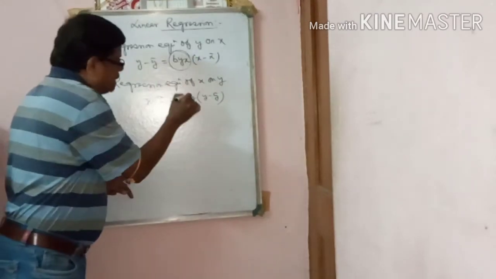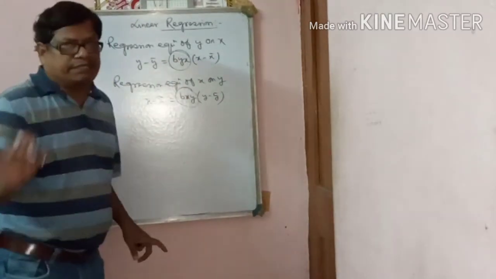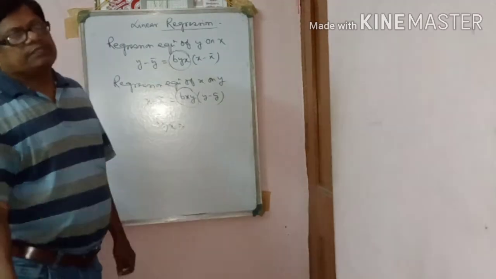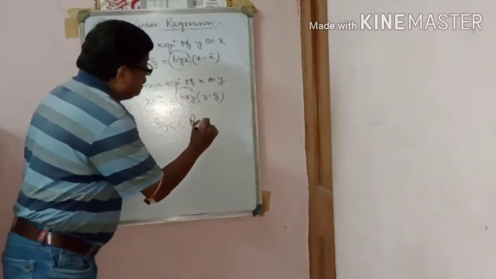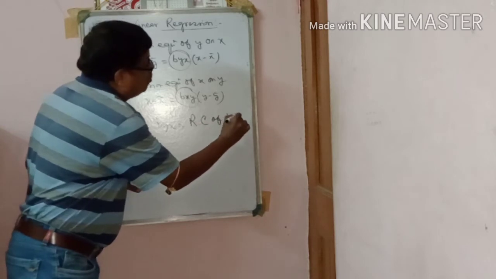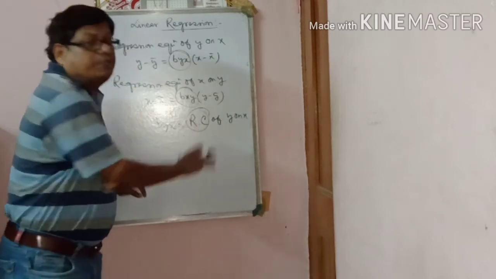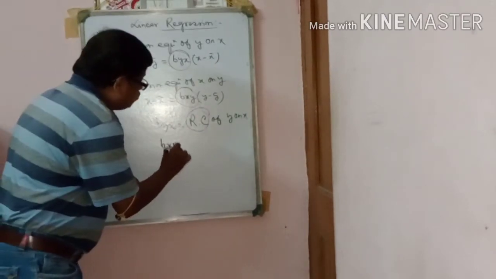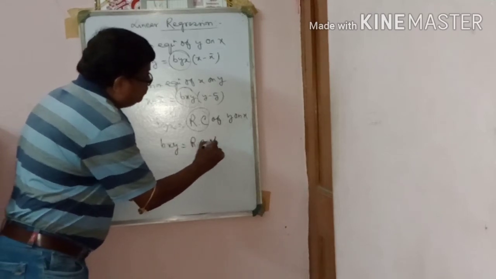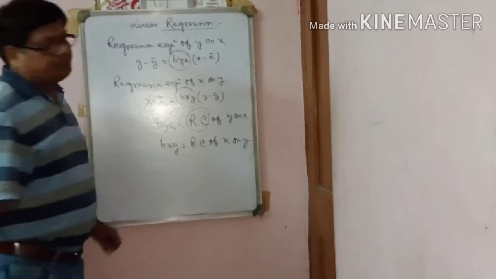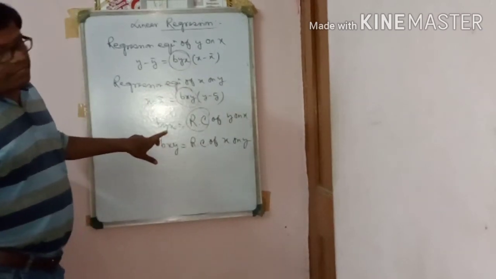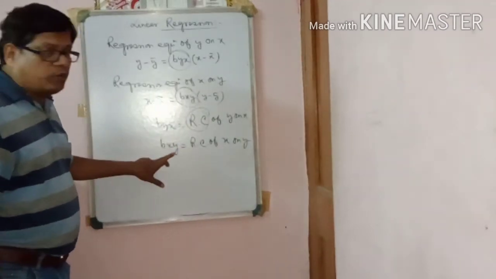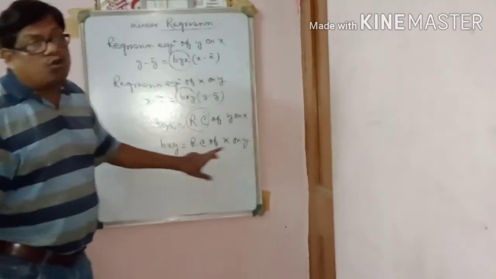So byx and bxy. What is byx? What is bxy? byx is the regression coefficient of y on x, RC, regression coefficient. Keep in mind, byx is the regression coefficient of y on x, and bxy is the regression coefficient of x on y.